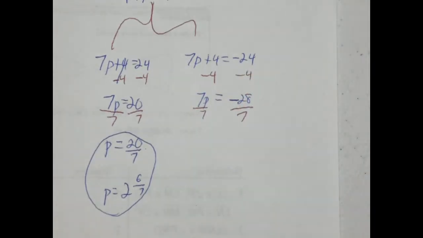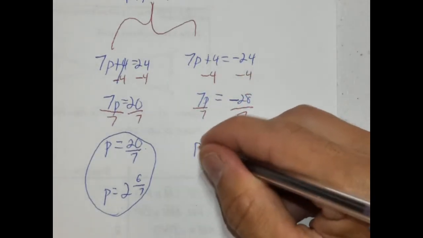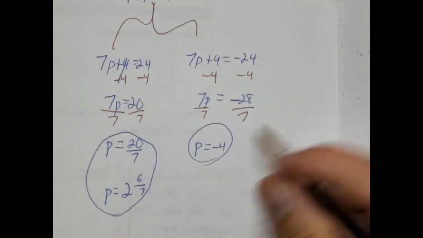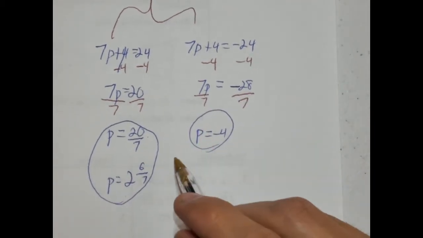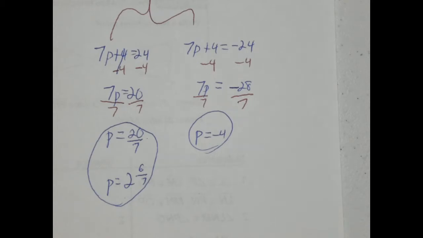And we're going to end up with p is equal to negative 4. Okay, so that would be our other answers, these two. Let's do one more.